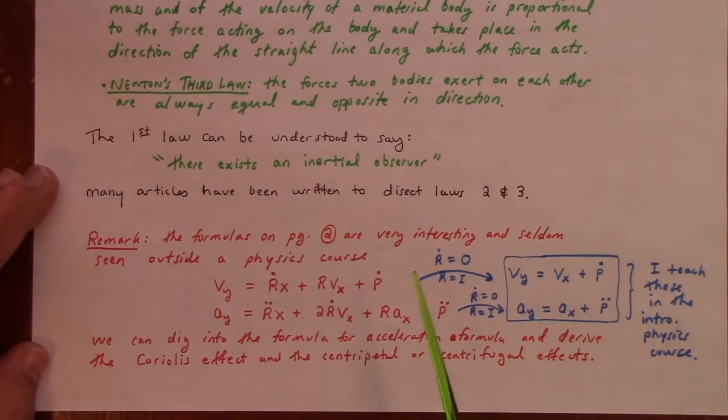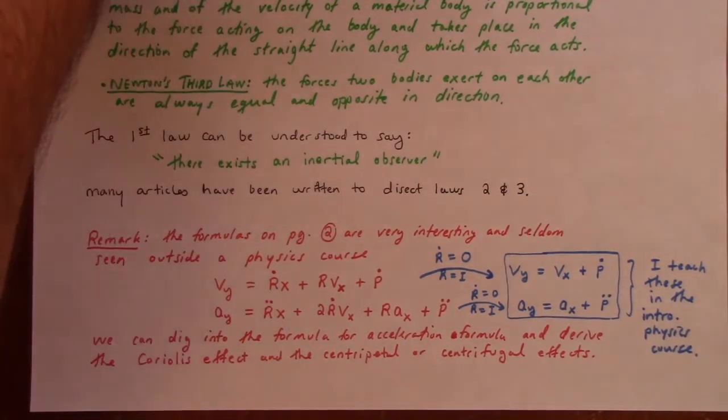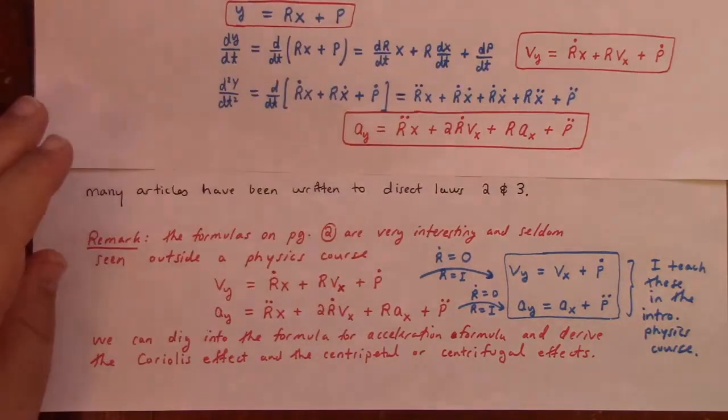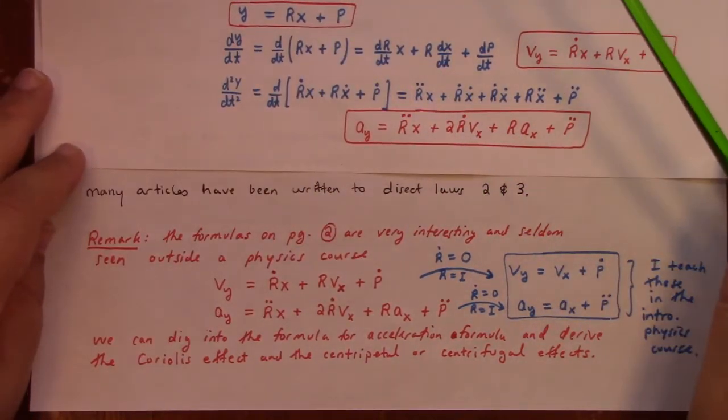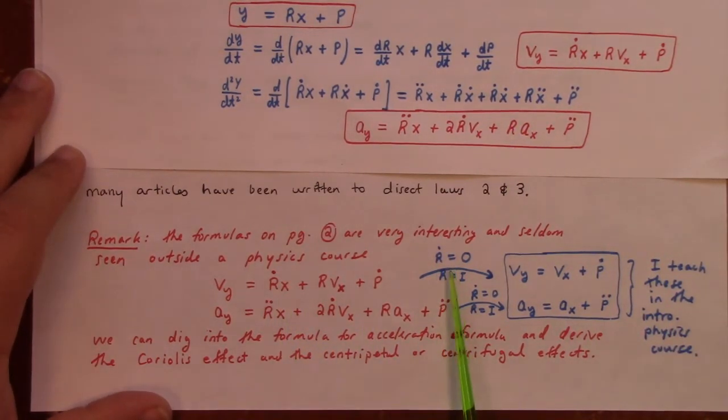But let me just look at some calculations here. The formula pages on page 2 are very interesting, and they're seldom seen outside a physics course. Here are the formulas on page 2. If we put r dot being 0 and r equal to the identity, in other words, we're looking at two observers where one is not rotated relative to the other, it's just that their origins are shifted by p. So p is like you translate one origin to the other.